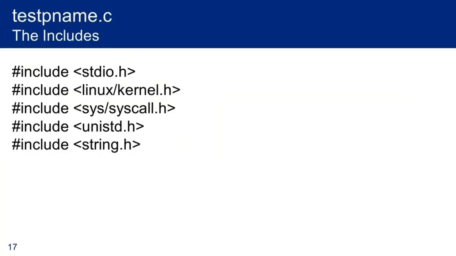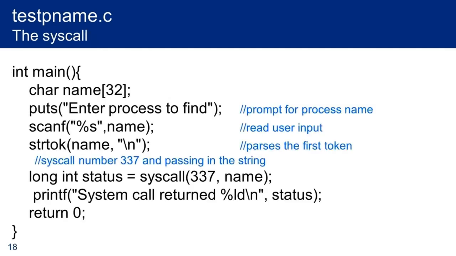These are the headers for testpname.c. Notice the unistd.h header. Recall that is where the new call number is found on my old Debian system. This is a simple program that prompts the user to enter a process name, reads the user input, parses a string, and creates a token. Then the system call is made by the number we added to the syscall table, and the process name is passed to it. The system call prints out the PIDs and then passes status back to testpname.